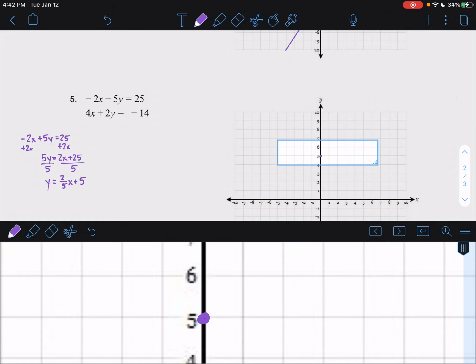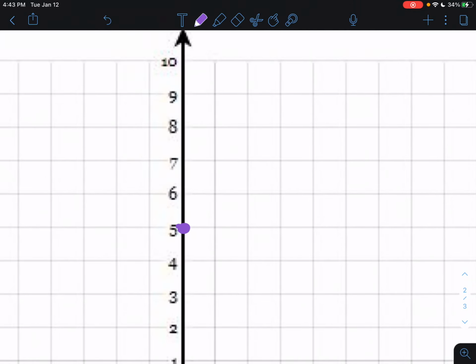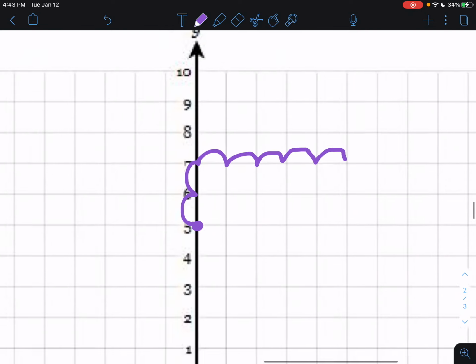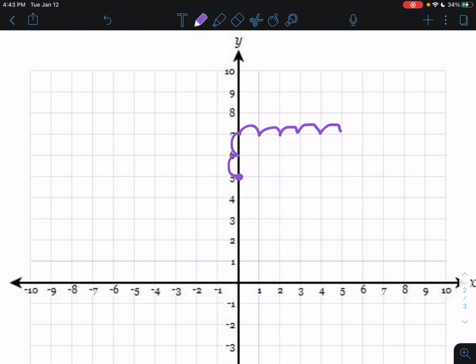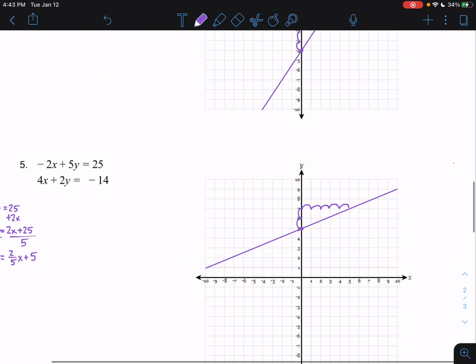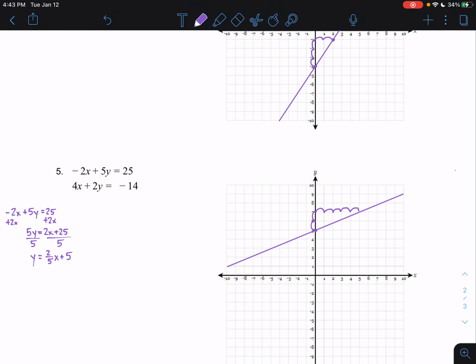So that one starts at 5. And it is a rise over run of 2/5. So I'm going up 2 over 5. So 1, 2, and then 1, 2, 3, 4, 5. So that takes me from this point 0, 5 to the point 5, 7. And while I'm at it, I will connect those points. I'll make my line. And there we go. So that is that first line, negative 2x plus 5y equals 25, which is also known as y equals 2/5 x plus 5.